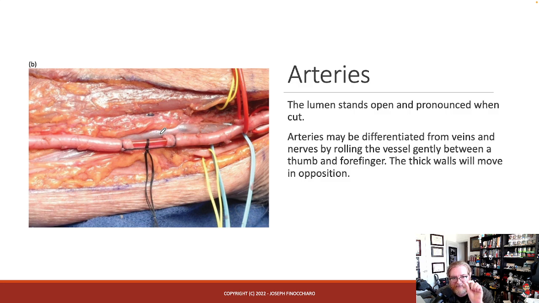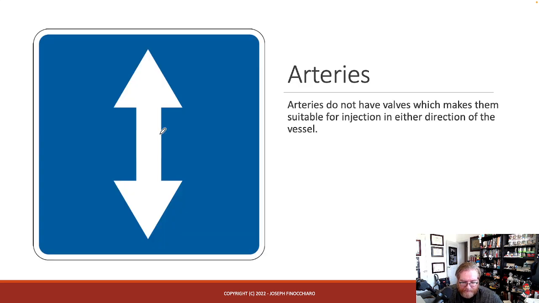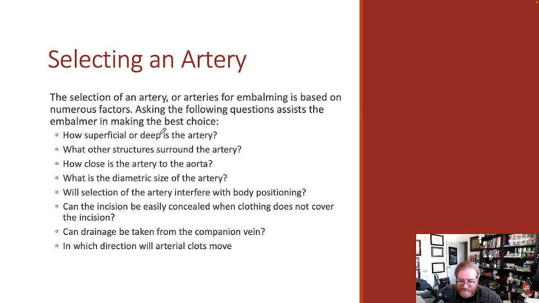and it's like a piece of macaroni. It will roll with you. Because nerves are solid, when you roll them, they stay the same exact size. You'll feel the whole thing. Arteries will collapse, and you can roll them back and forth. Arteries do not have valves. Fluid goes in any direction, which makes them ideal for injection for our purposes.